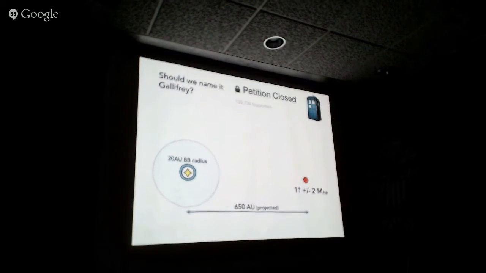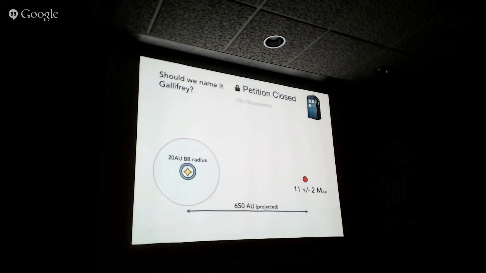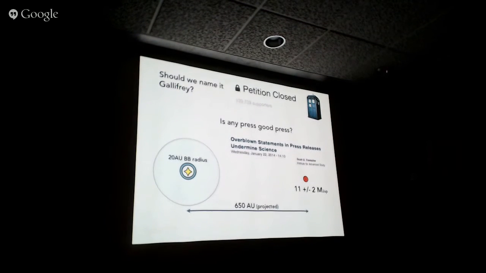The first of which is, should we name it Gallifrey? There were a few people who thought yes. We had to say no. The rules are rules. And is any press good press? I'm not sure. The jury's still out on that, but I hope we don't have an opportunity to test that again.